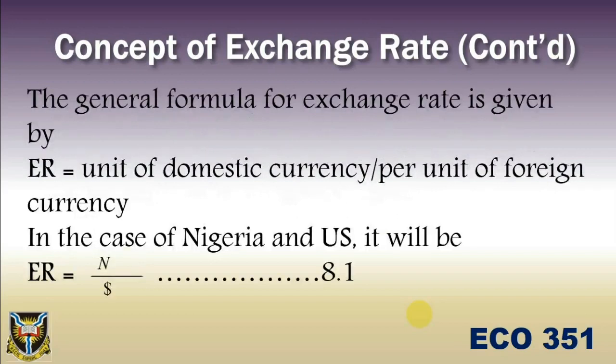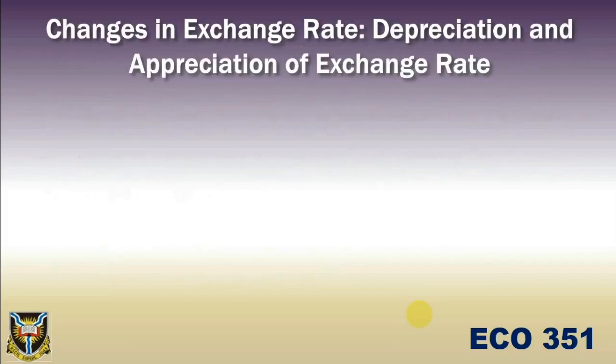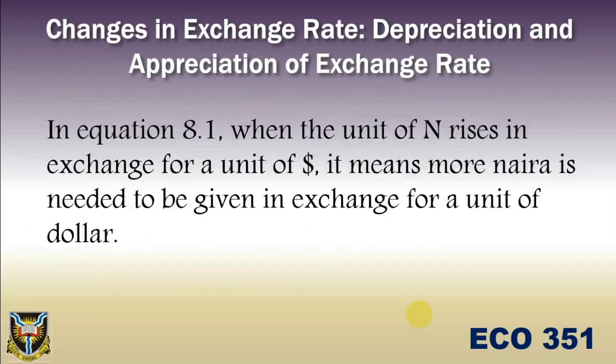The general formula for exchange rate is given by: exchange rate equals unit of domestic currency divided by unit of foreign currency. In the case of Nigeria and US, it will be naira divided by dollars. Exchange rate can also be perceived as a unit of foreign currency per unit of domestic currency, that is, dollar over naira.